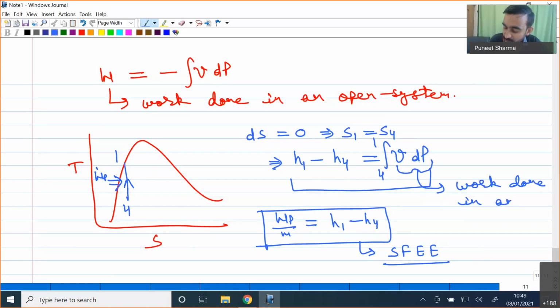This is one very, very important point we have got from this property relation. From our steady flow energy equation, we get pump work per unit mass equal to H1 minus H4, and H1 minus H4 becomes the integral of VdP. So the integral of VdP is the work done in an open system. Now you should remember how to calculate the work done in an open system.